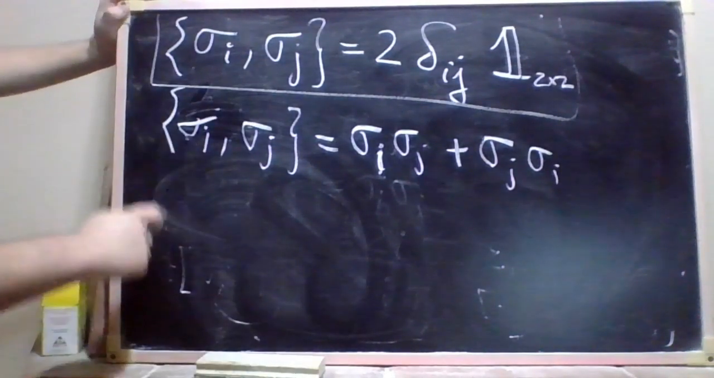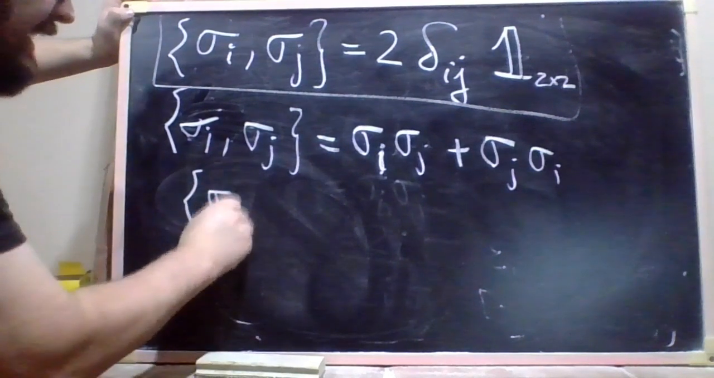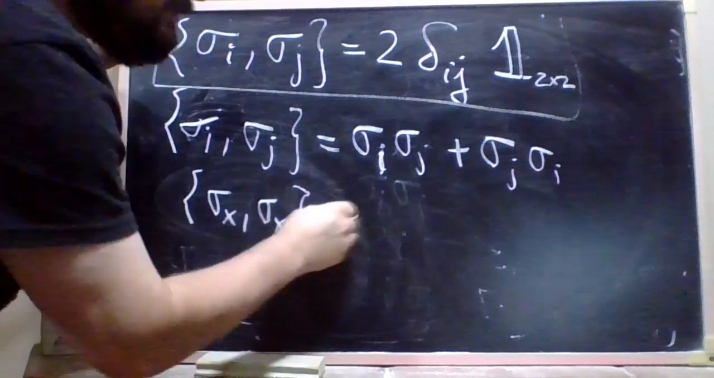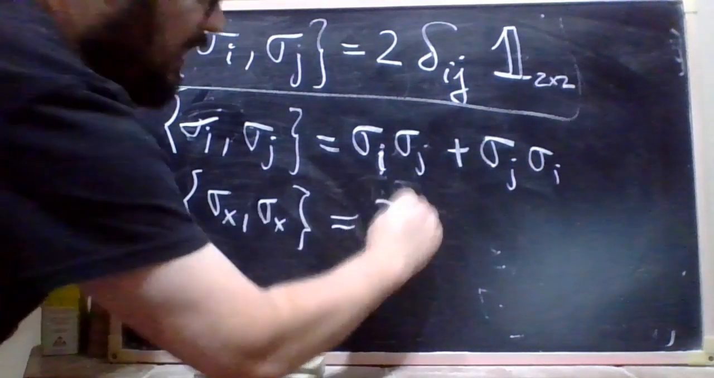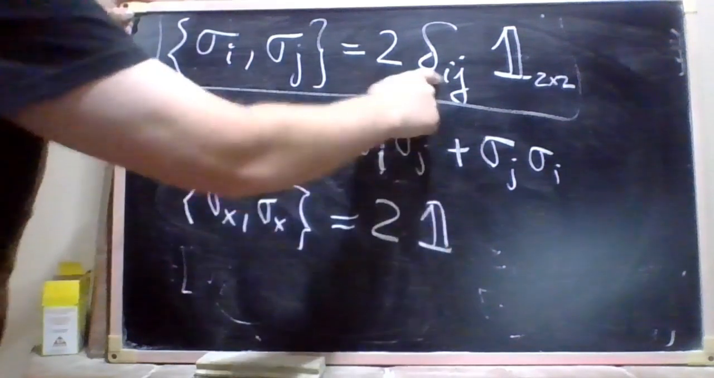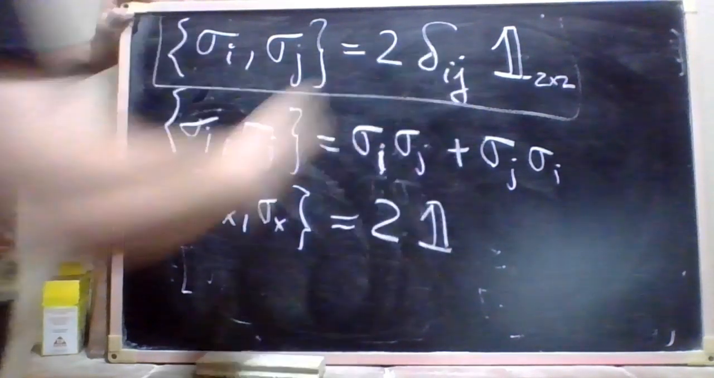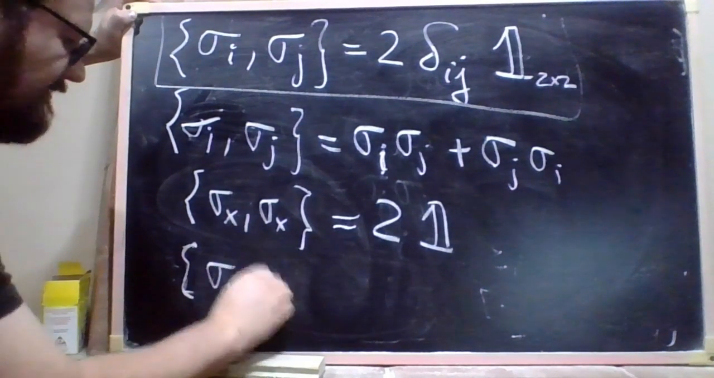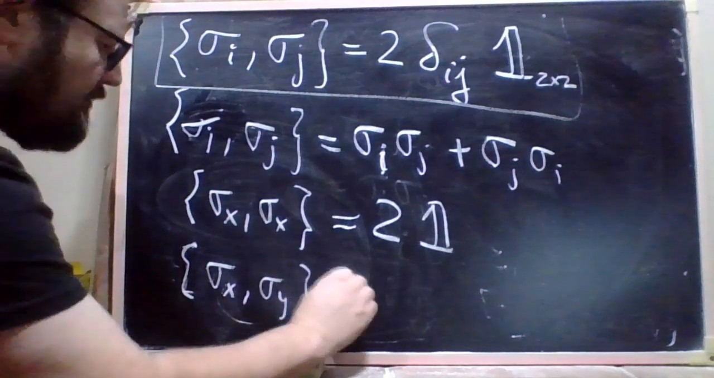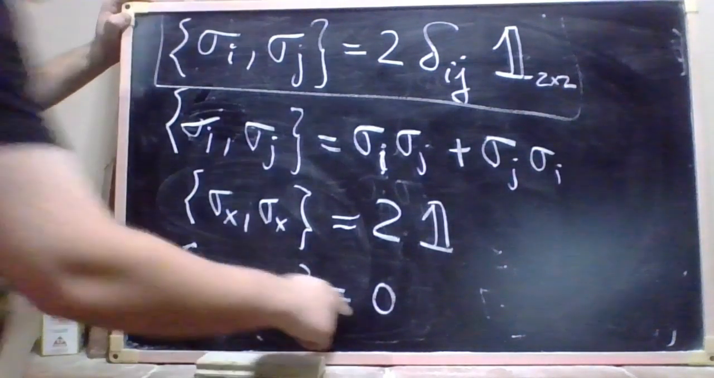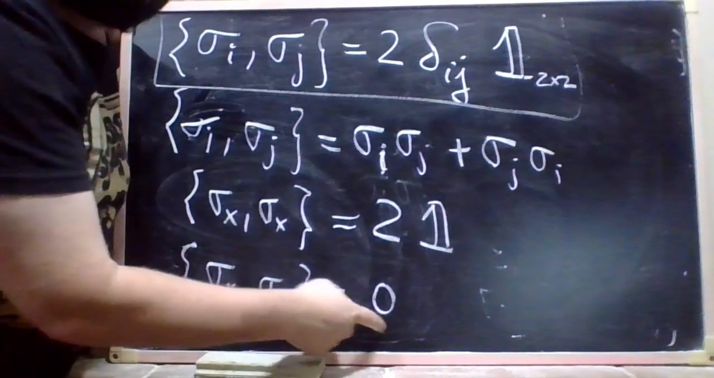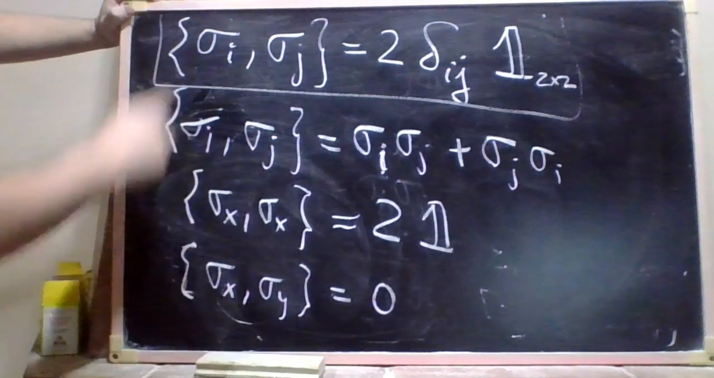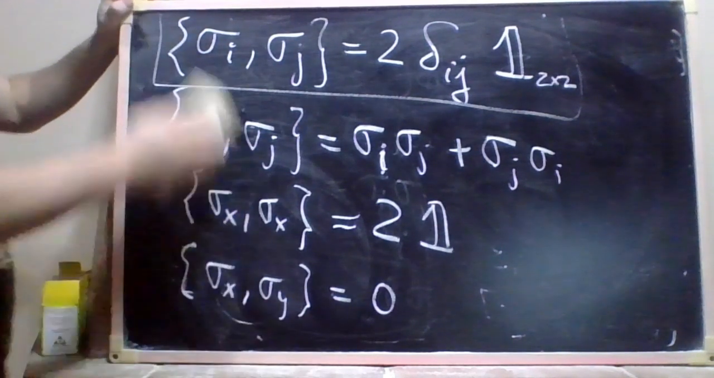So if you choose a sigma x anti-commutated with itself, it gives you twice the identity matrix because you are choosing i equals j. But if you choose x and y here in the anti-commutator, you'll obtain a vanishing result, a zero, a matrix of zeros, okay? That's it. So you must demonstrate these things.